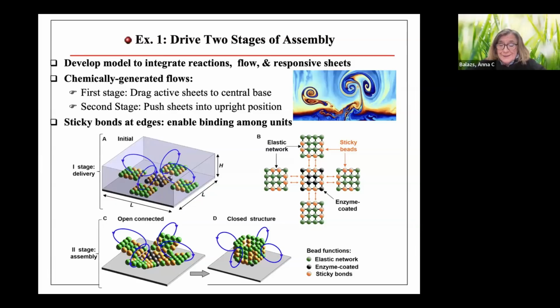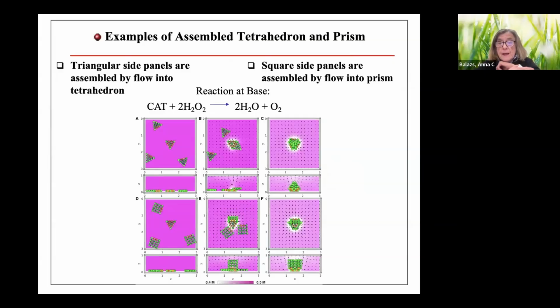But I would also like to make a box. And so after the sheets are pulled together, there's sticky bonds, it's functionalized sites on the sheet that bind to each other. Easy to do experimentally. So they bind together, and then that fluid flow persists because I still have the enzymatic reaction. And so it drags it upwards spontaneously, makes a box. And the reaction that we're looking at here is catalase. So catalase takes hydrogen peroxide and decomposes it into water and oxygen.